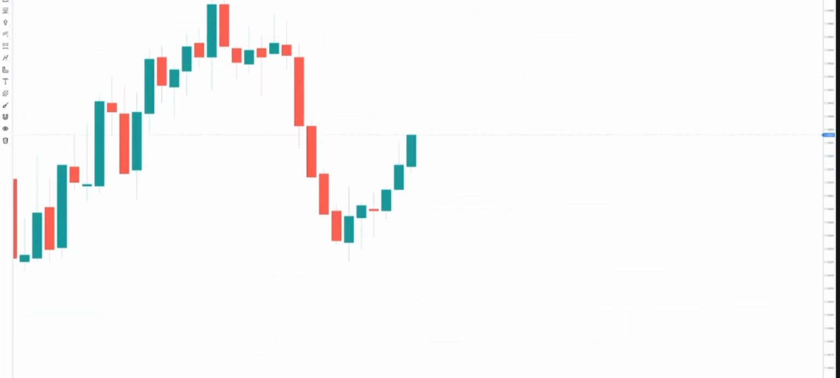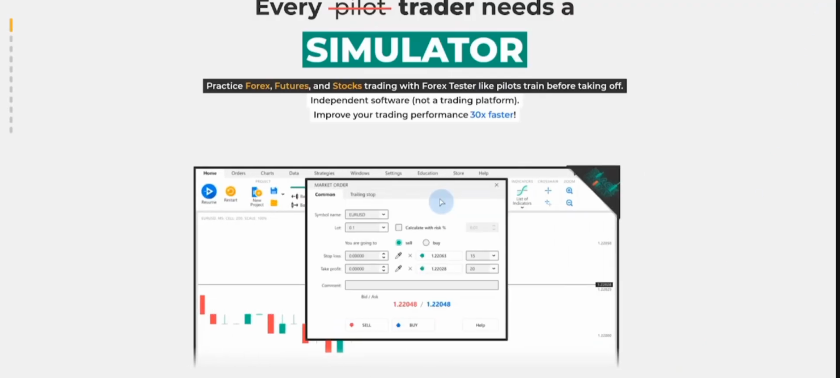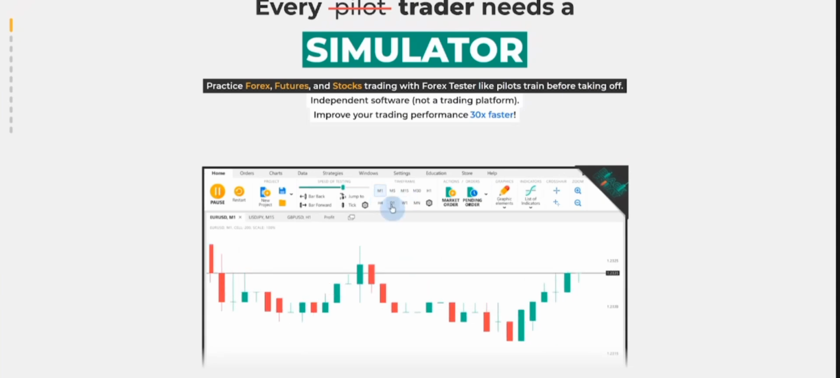So today, we're going to talk about a platform that offers many backtesting features, Forex Tester Online. Now let me show you how we use this platform and backtest the order block trading setup together.